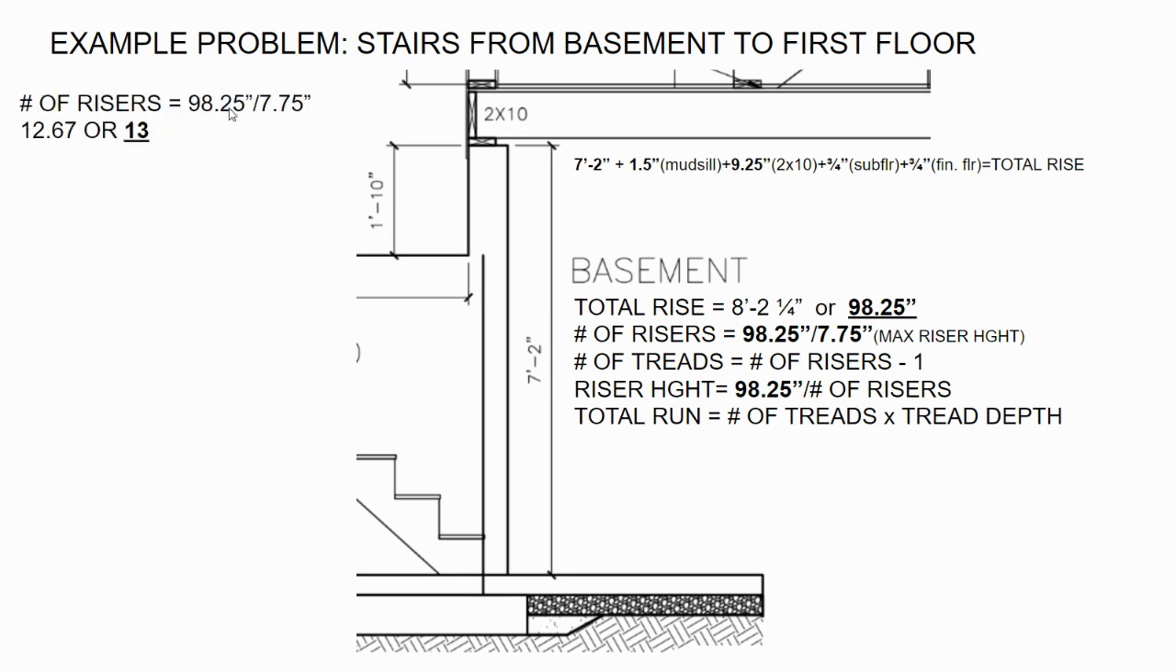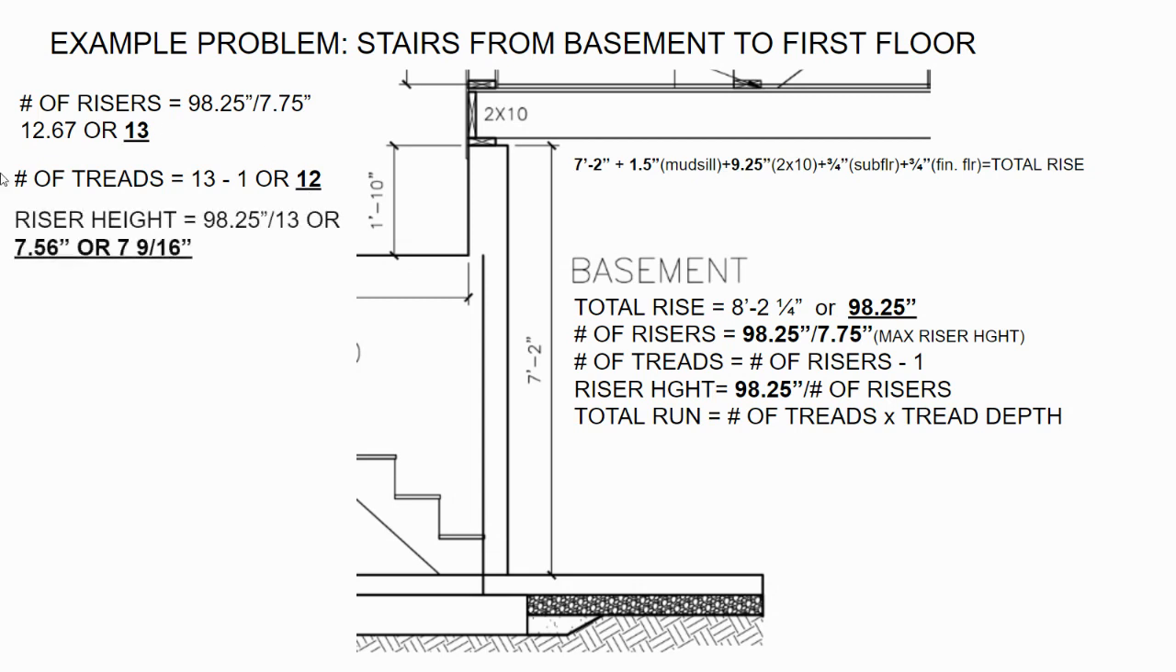So number of risers is 98.25 divided by 7.75. I get 12.67. I have to round up to 13. Number of treads would be 13 minus 1 or 12 treads. So I know I have 13 risers now and 12 treads. My riser height would be determined by taking 98.25 and dividing by 13 risers. So that gives me 7.56 or 7 9/16 inches for each riser. My total run is 12 treads times 10 inches or 120 inches or 10 feet.